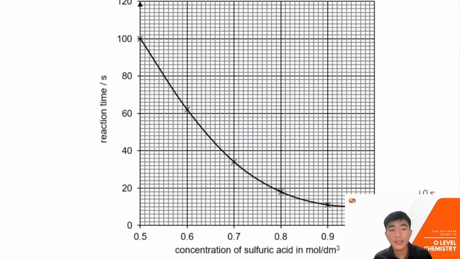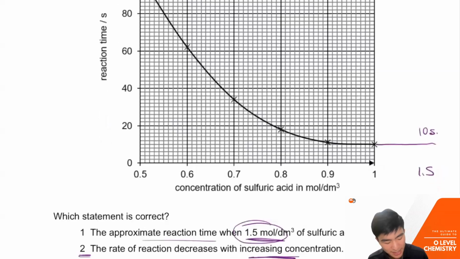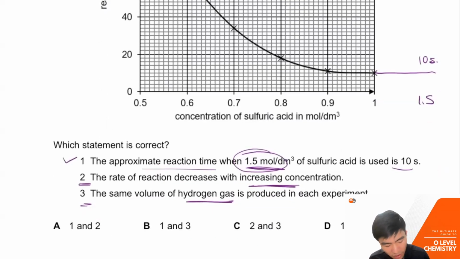Now, why? Because as the concentration increases, it will increase to a point that the magnesium metal is already surrounded by so many of these sulfuric acid molecules, so it cannot react any faster. So yes, this is right. Statement 1 is correct, so automatically C is out.